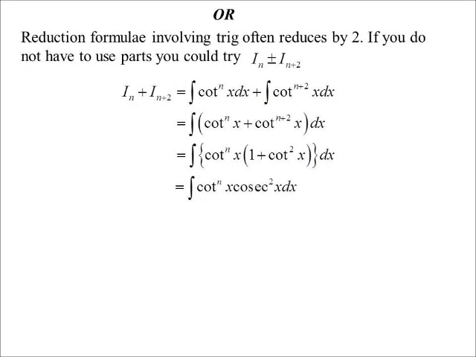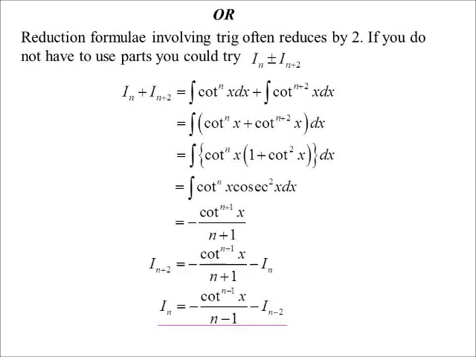And I've got cot to the power of n times cosec squared, which I can integrate. Let's just add 1 to the power over the power, because it's in the form derivative times function. And I've now created the formula, because I've got I_(n+2) is that. So rearranging it, I get the same formula. So that often is a way you can play with trig ones to do it.